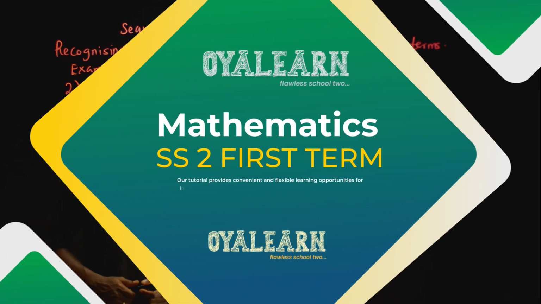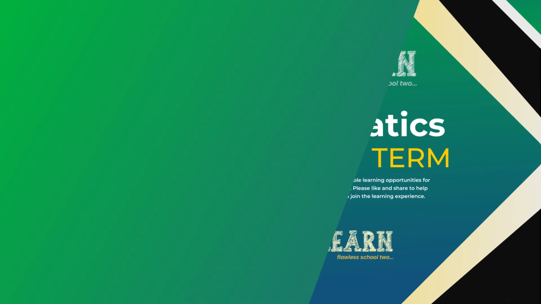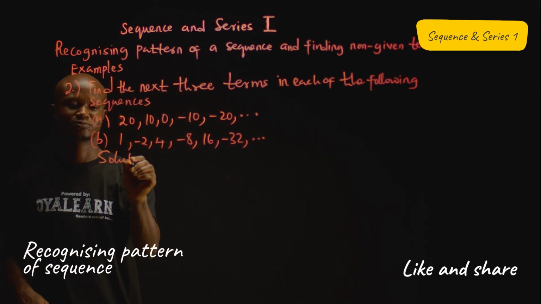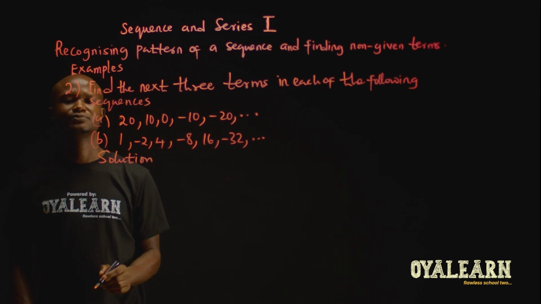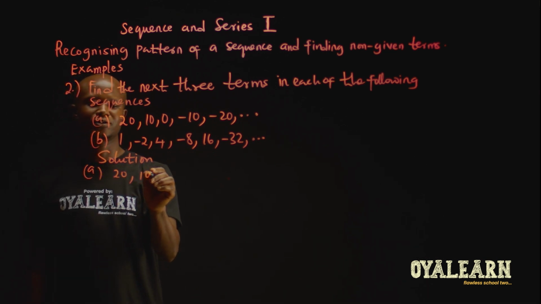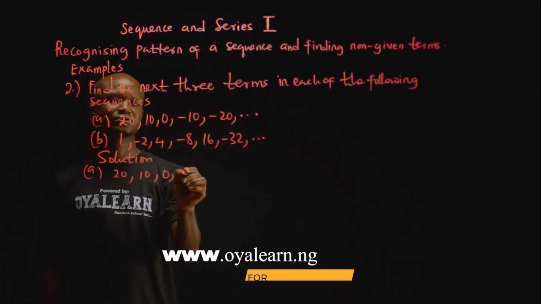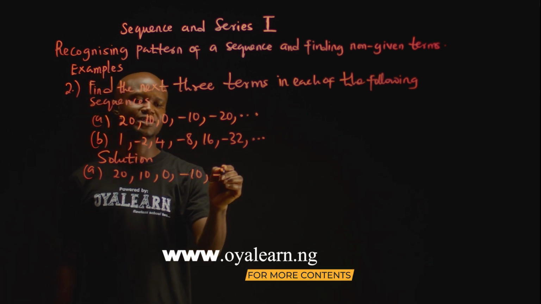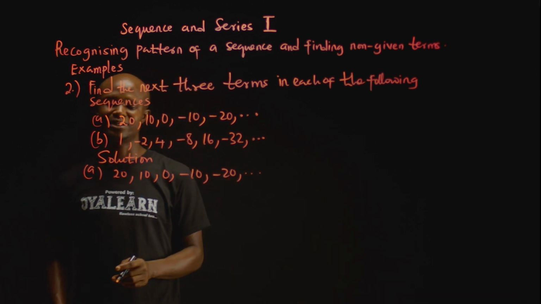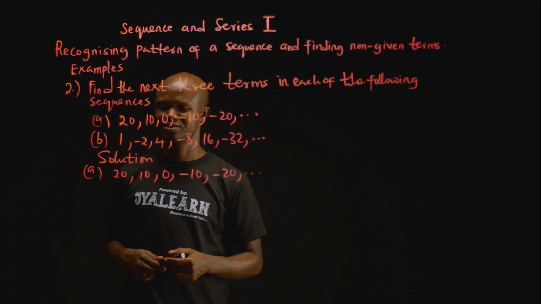Find the next three terms in each of the following sequences. Solution. The first one we have 20, 10, 0, minus 10, minus 20, then we have 3 dots. This is also an infinite sequence.